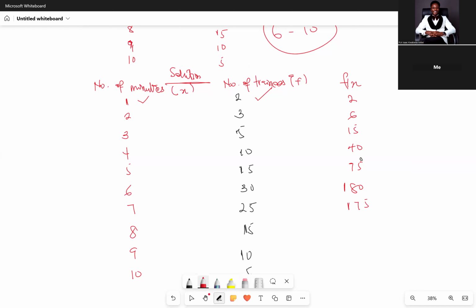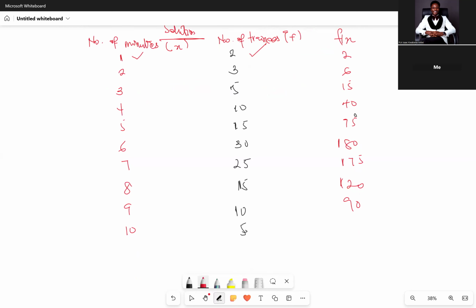15 times 8 is 120. 9 times 10 is 90. The next one is a 5, so 10 times 5 is 50. Right. So when you are done, then you find the summation of all the items under this category.